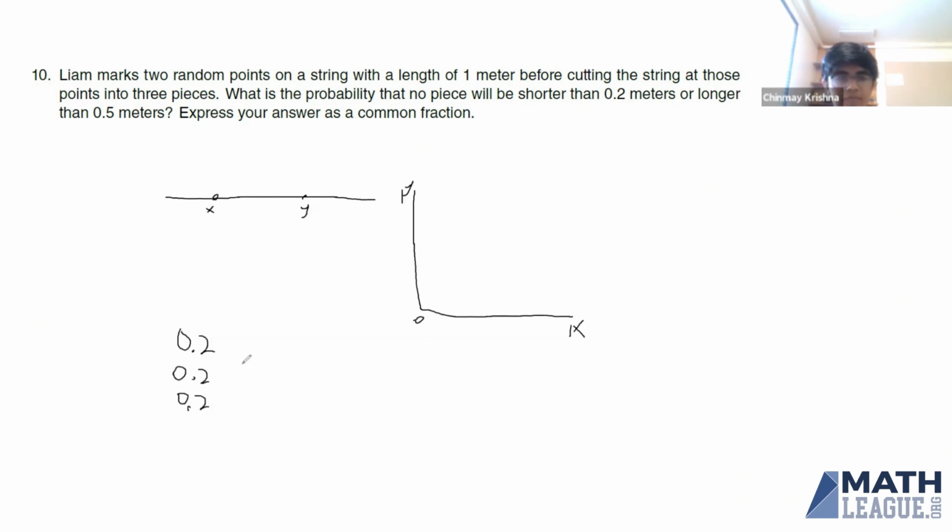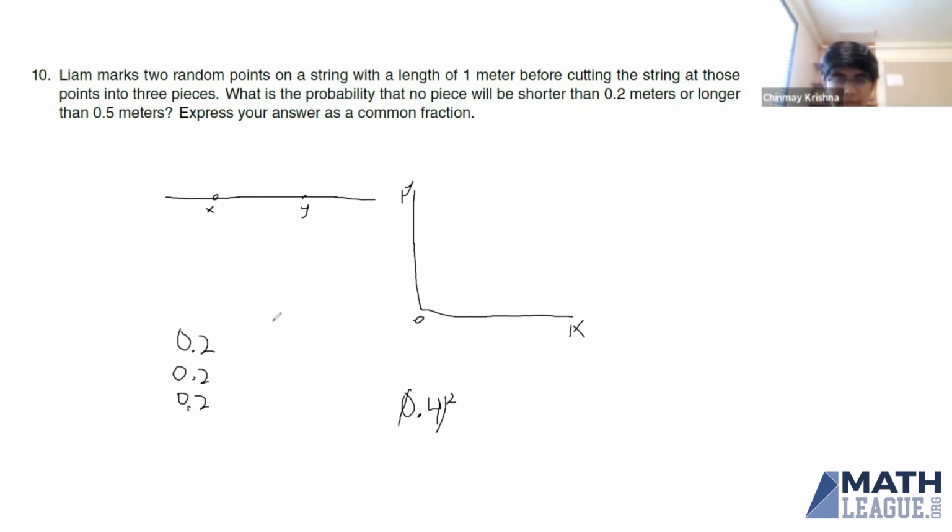So if we do that, instead of 1 by 1, we're only allowed to cut a region of 0.4, since we've saved 0.6 to ensure that each of them is at least 0.2. So that region would be essentially 0.4 squared. So that's the probability that every string is at least 0.2. But now we need to look into the case where some of them are larger than 0.5.